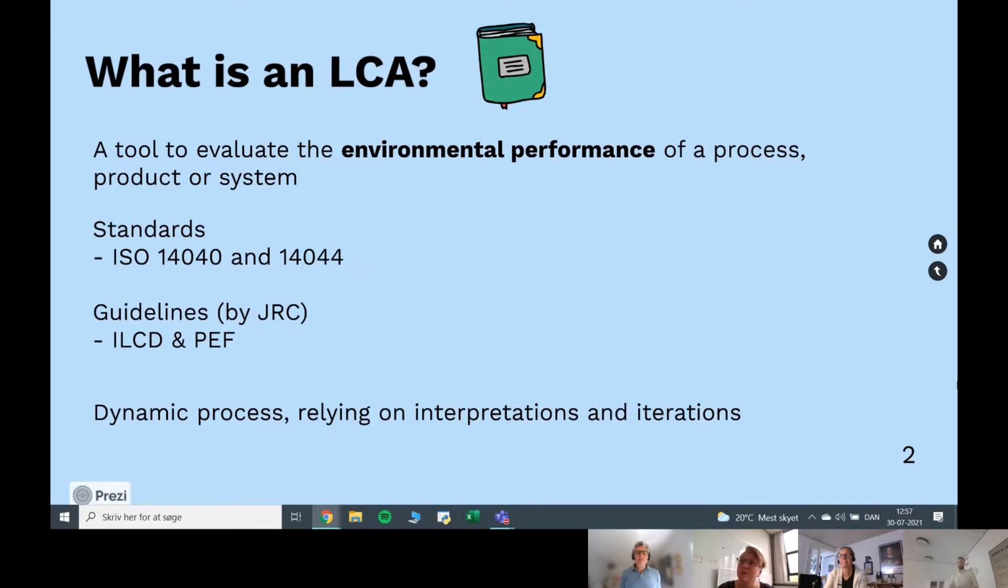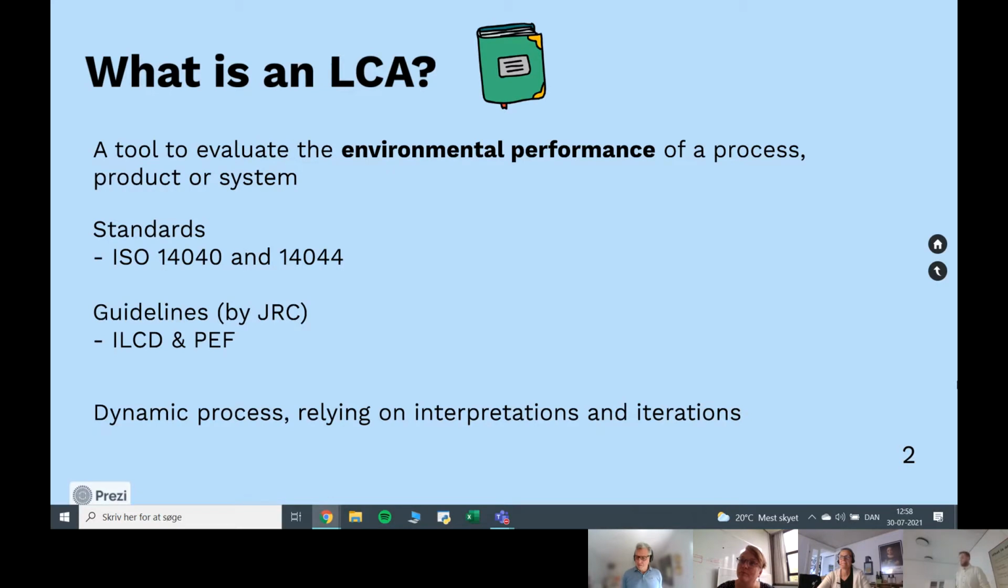To make sure that what you're doing is actually an LCA, you have to follow some standards. These are called the ISO standards. And luckily, there are some guidelines or handbooks that make sure that you follow them step by step in the right order and make sure that what you are doing is actually an LCA.